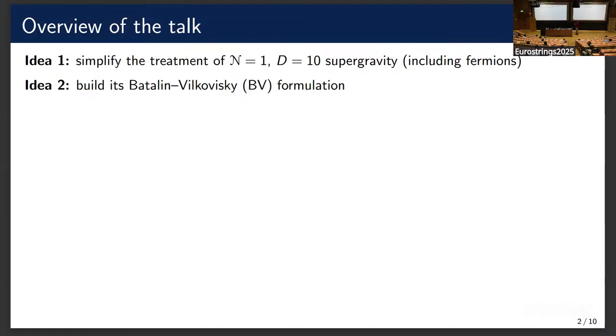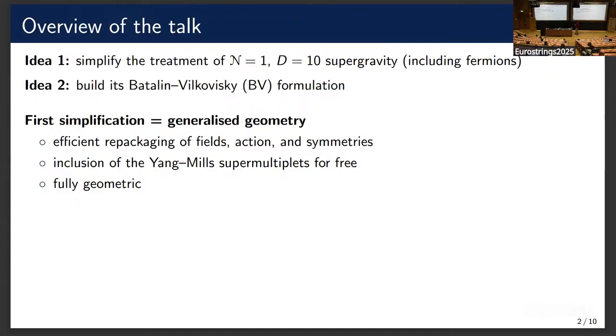This is made possible by some very useful tools, and there will be two of them. The first one is the so-called generalized geometry, which you can think of simply as an efficient repackaging of fields, action and symmetries in a smaller amount of variables, in a way where you don't introduce any extra or auxiliary fields, and you don't remove anything. It's really the same stuff, just a more concise language. In particular, one of the advantages is that the Yang-Mills supermultiplets are included for free, including their coupling to the theory. And of course, it's fully geometric as well.